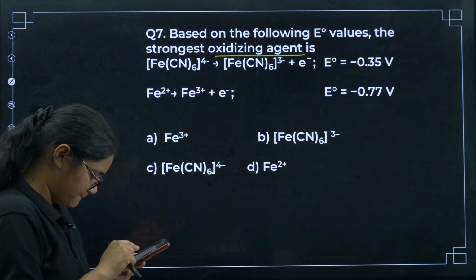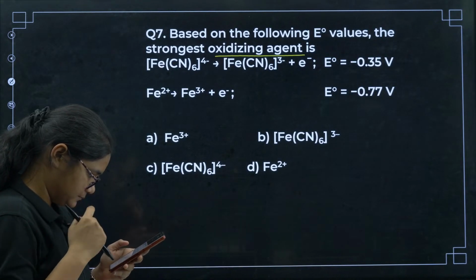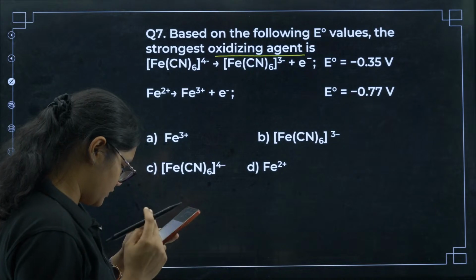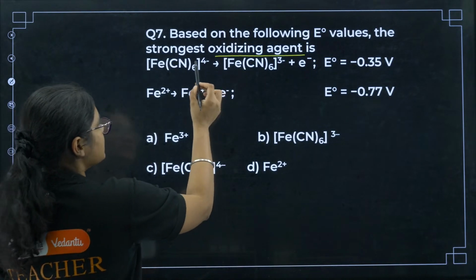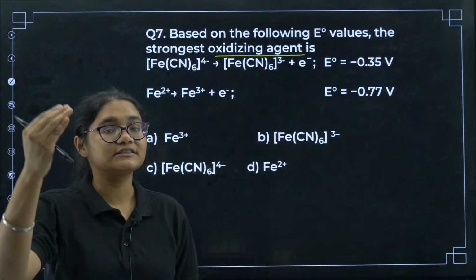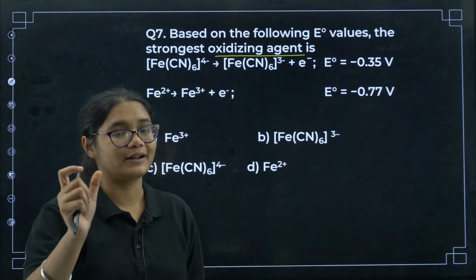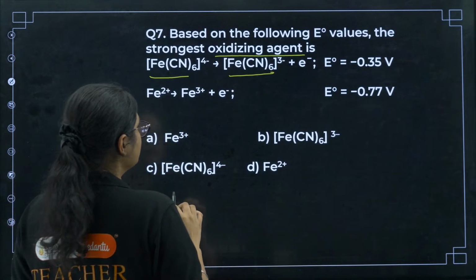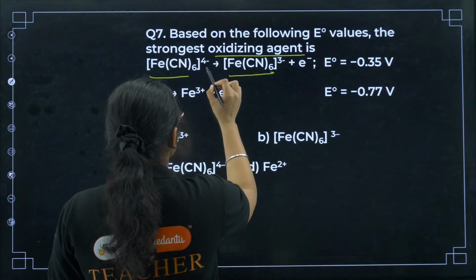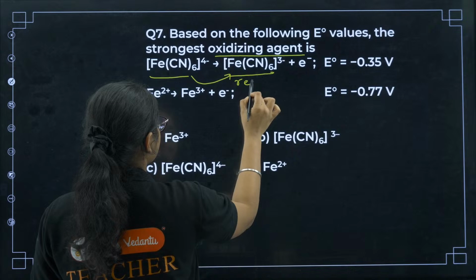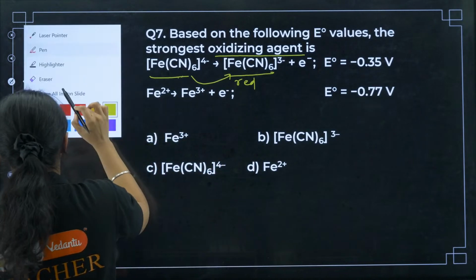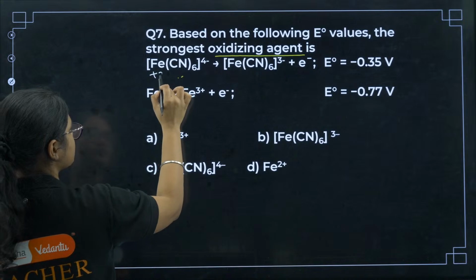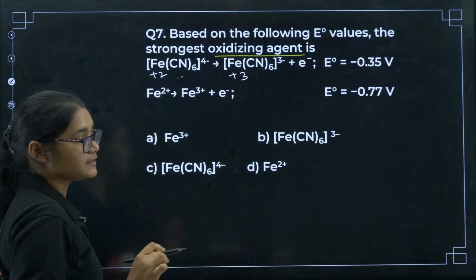Yes, question number 7. A lot of different answers I am getting. Okay, see, the strongest oxidizing agent, it will oxidize others, itself it will get reduced, reduction potential should be higher. So it has to be either this or this. Now see, you have both the options. Now how to find out? See, this particular species is undergoing reduction, right? Okay, here we have to see something very important. Here what is the oxidation state? +2. Here it is +3. Here it is +2, here it is +3. So these are what?